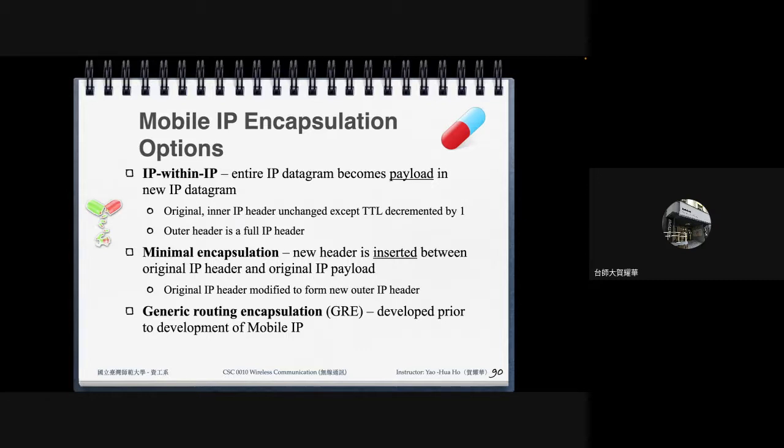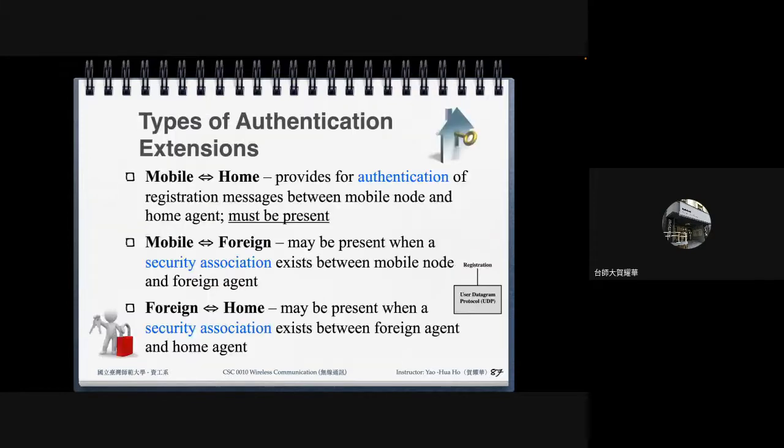Okay. The generic IP encapsulation was developed prior to mobile IP. So the IP and encapsulation routing were already done before mobile IP. Okay, any questions on mobile IP? Mobile IP is very simple. Okay, so mobile IP is quite simple.